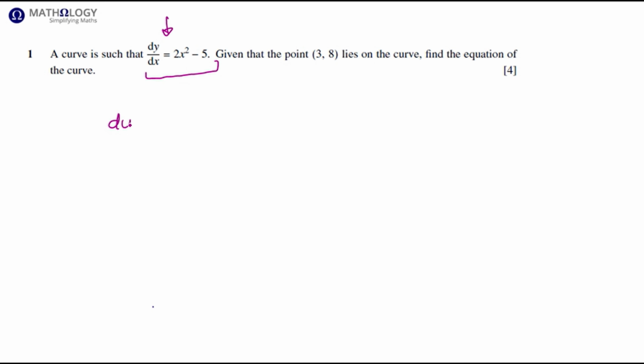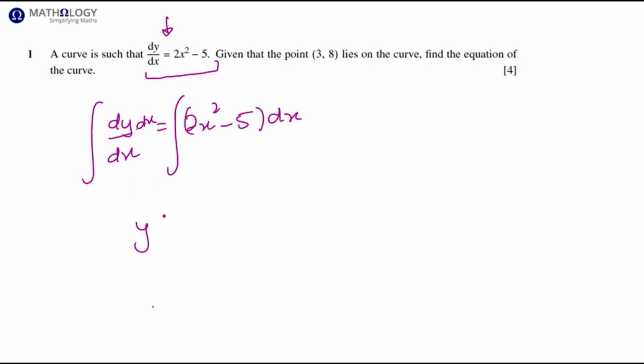So given that dy/dx equals 2x squared minus 5, we'll be integrating this expression with respect to x. Integrating dy/dx will just give us the function y. Integrating 2x squared will give us 2x cubed divided by 3. Integrating minus 5 will give us minus 5x, and we also need to include the integration constant, so we're going to add c.